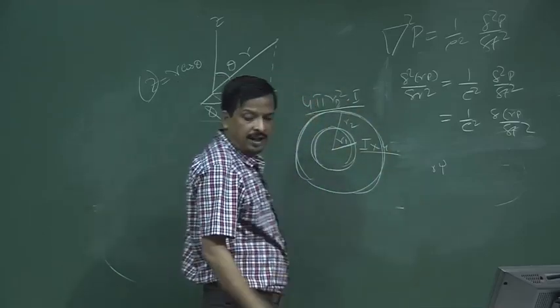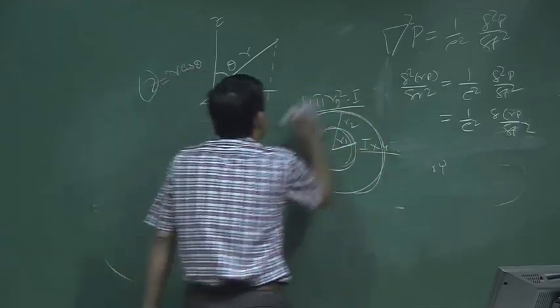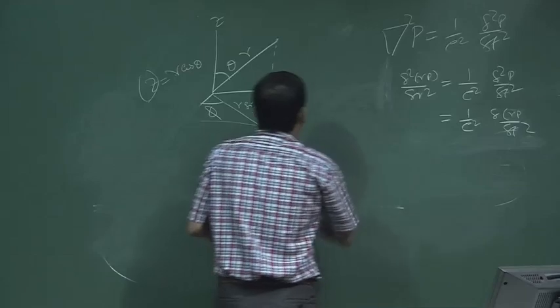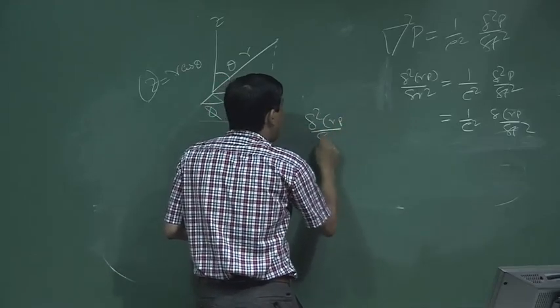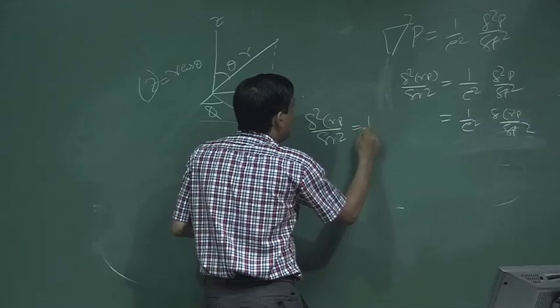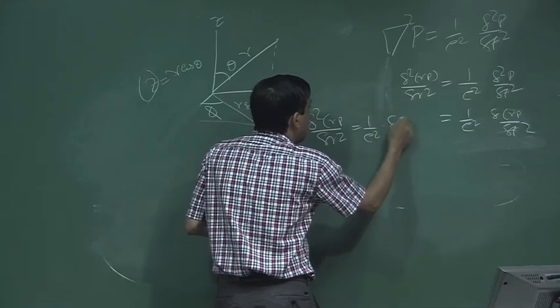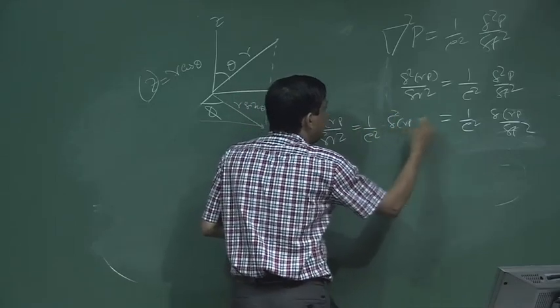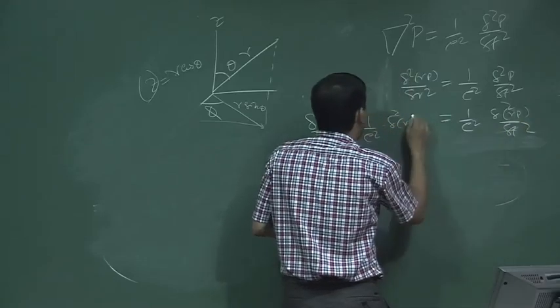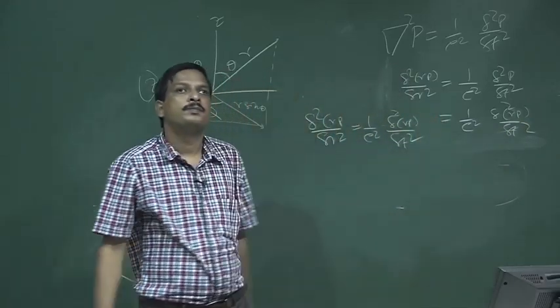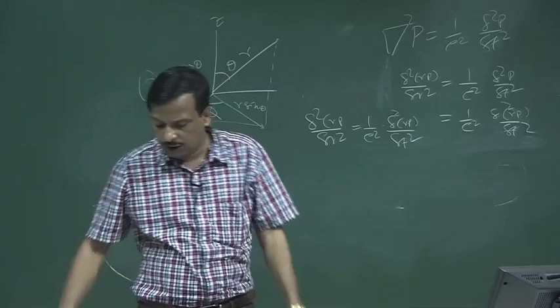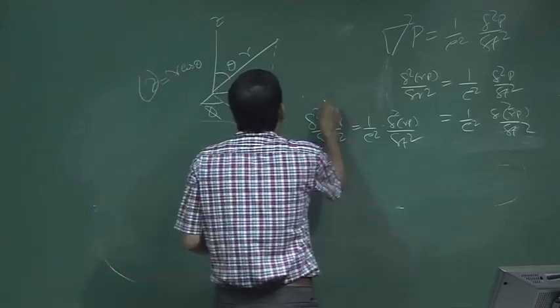So I can say in case of spherical wave propagation, the wave equation becomes del square rp divided by del r square is equal to 1 by c square del square rp divided by del t square. Okay, so this is the spherical wave propagation equation.